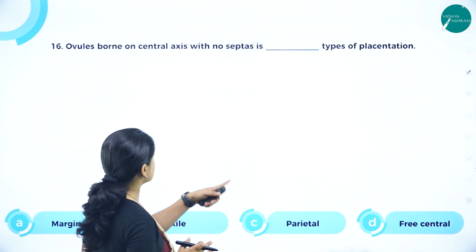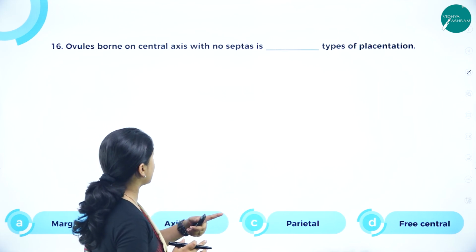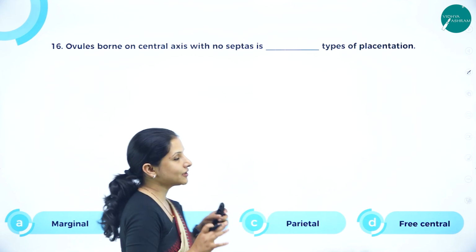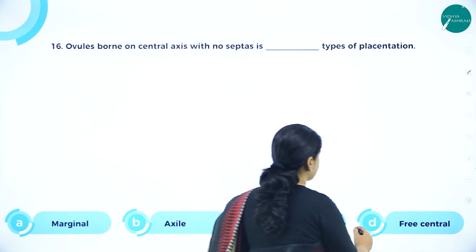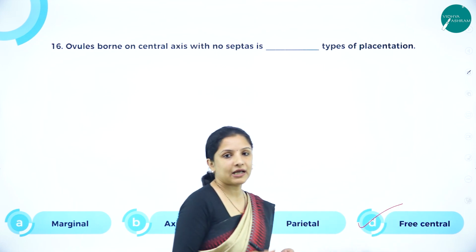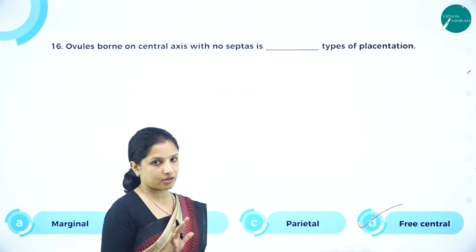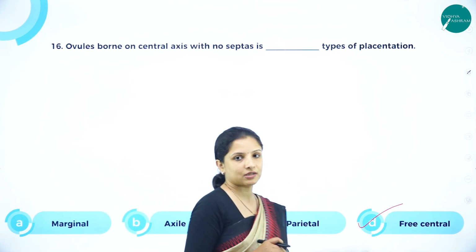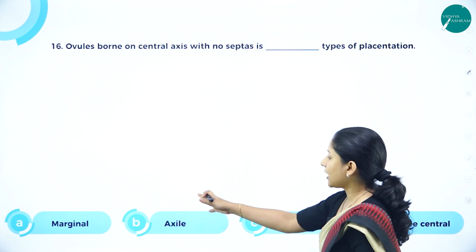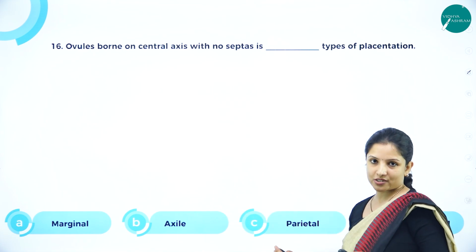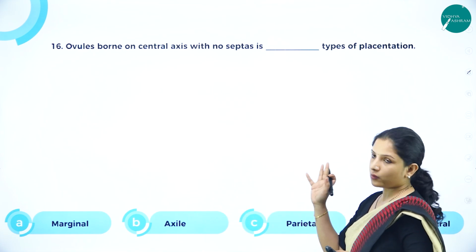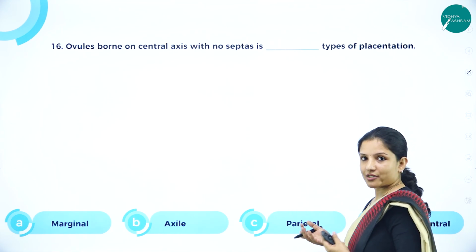Option D, free central. Free central is a type of placentation where ovules are borne on the central axis and there are no septa. That is why the arrangement of ovules is free central in that particular case. So, option D is the right option. Based on other placentations also, questions can be framed. I have just put one here.